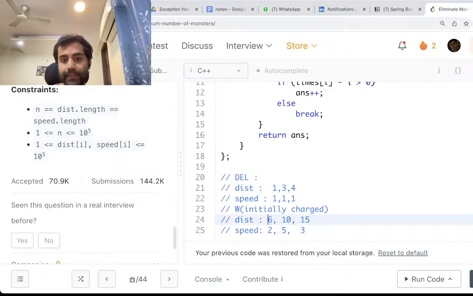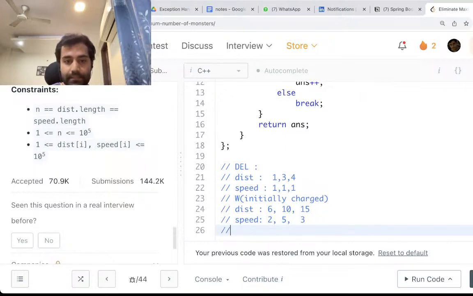Now would you want to kill this monster? The answer is no. You would not want to kill this monster. Rather, you would want to kill this monster. Why? Because although this monster is farther than the other, its speed is higher, so it will end up reaching you earlier.